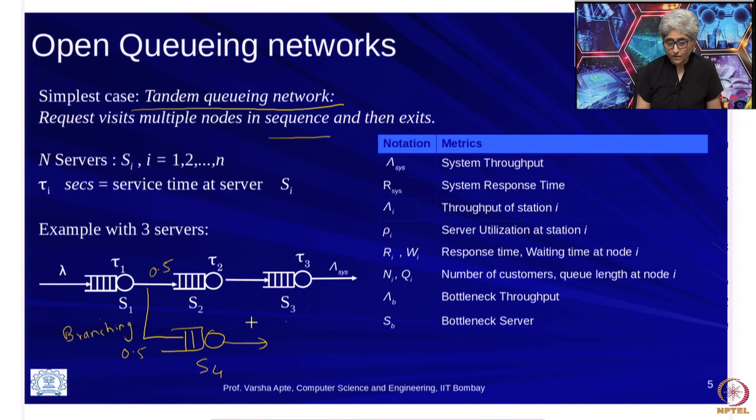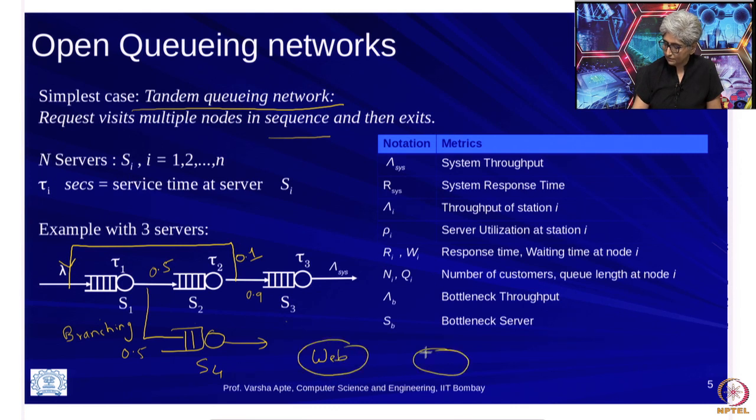And another thing that can happen, in two out of the three examples that I gave you on the previous page, is something called feedback. Suppose after server 2, with some probability the request needs another service. Suppose this is probability 0.1 and this is probability 0.9: with probability 0.1 the request needs another service at server 1. This can happen when we again consider the web server and database server example.